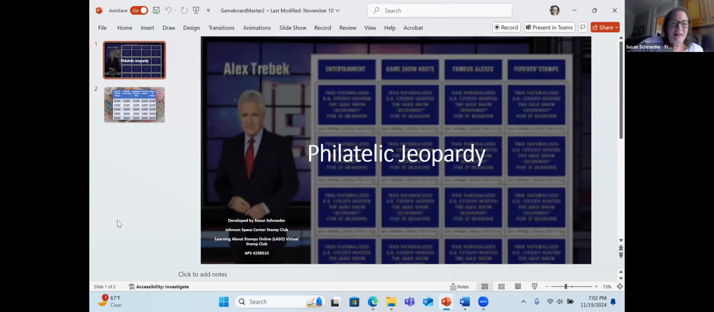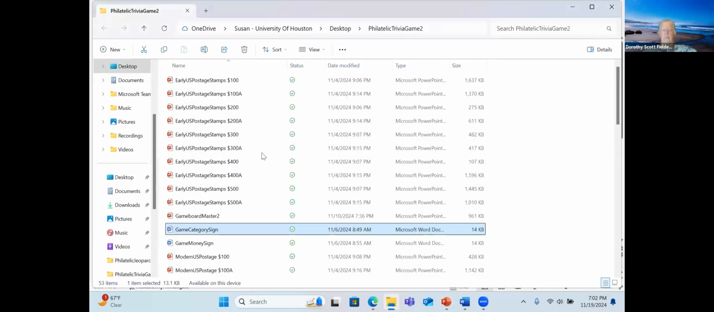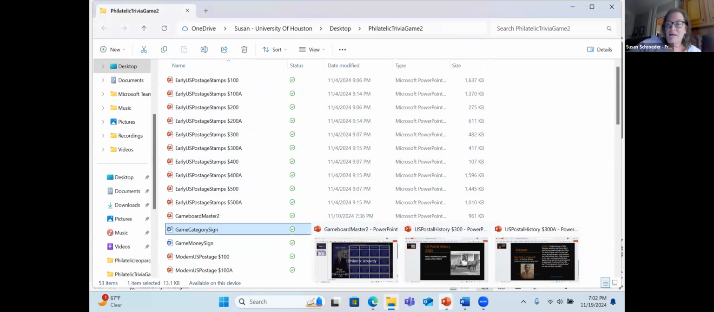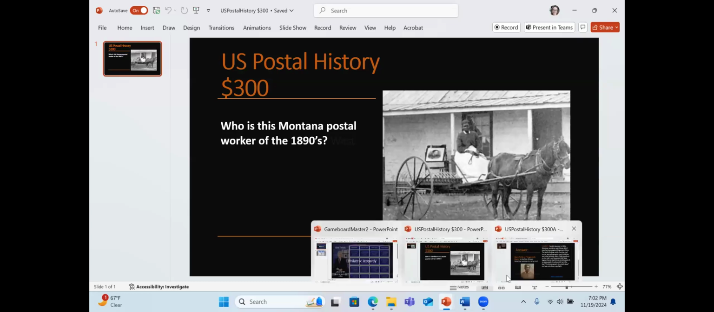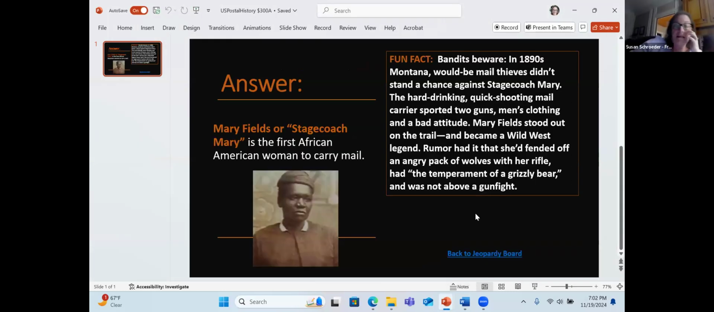So yes, we did philatelic Jeopardy, and Bob, it was such a great idea that I wanted to create one of our own. And this was my file structure. I had 5 different titles, and there was a slide with the question and then another slide after that with the answer. And I thought I was being very creative. Here's a typical question, and then here is the answer slide.